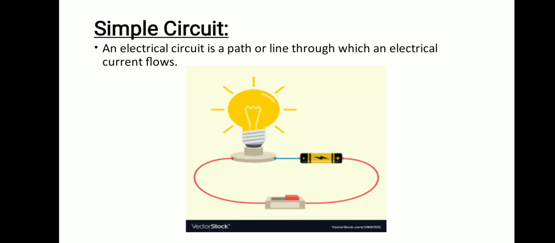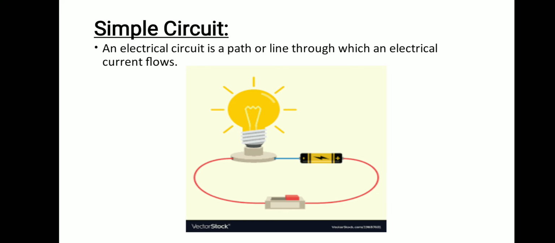Now, the simple circuit. What is a circuit? A circuit is a simple path, a closed path, through which electricity flows. We are going to just learn what a circuit is, the simple circuit. The closed circuit and open circuit we will learn afterwards, with the deeper meaning.